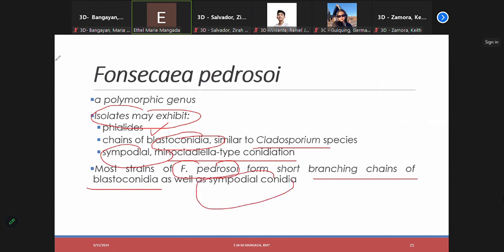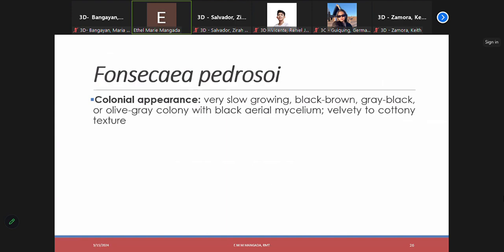Okay? So, tignan natin yung itsura niya. May picture. Okay? So, for the colonies, they appear to be ground black, brown, gray, black, or olive gray, velvety, and cottony.